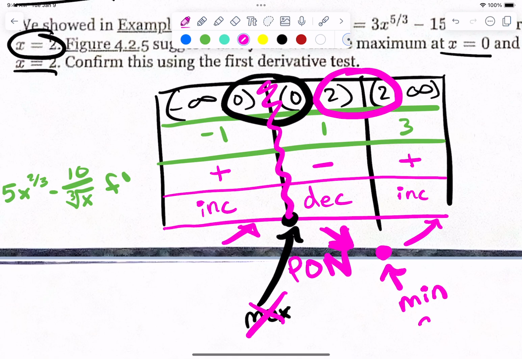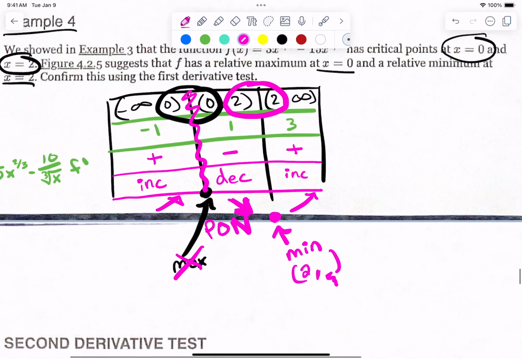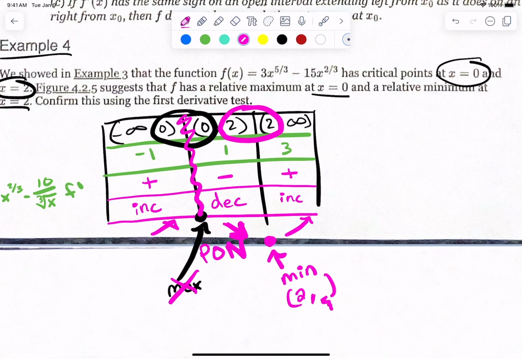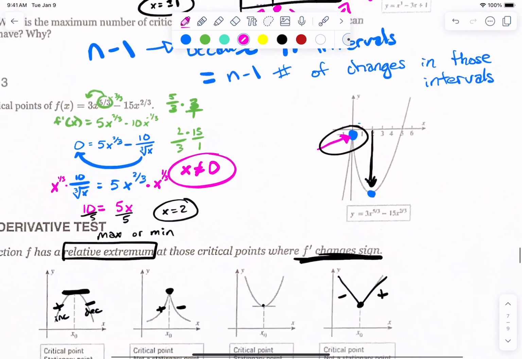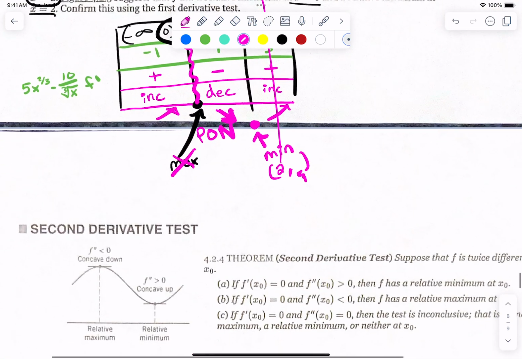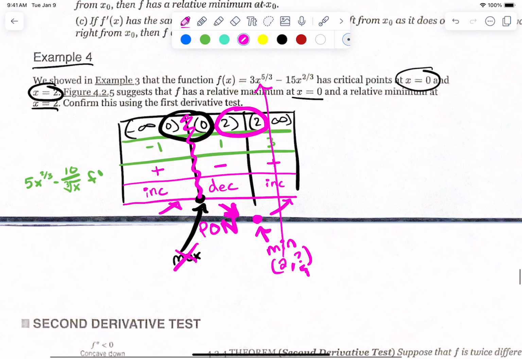So we have a minimum at 2 comma something, right? Do we know what that something is? How do we figure out what the something is? There's a min at 2 comma something. You plug it into the original function. If I do, I'm going to cheat, and we have no idea because the graph doesn't tell me. So we're just going to put a question mark because I don't want to plug it in because it's disgusting and I can't do it in my head. And it's going to be a decimal number, right?